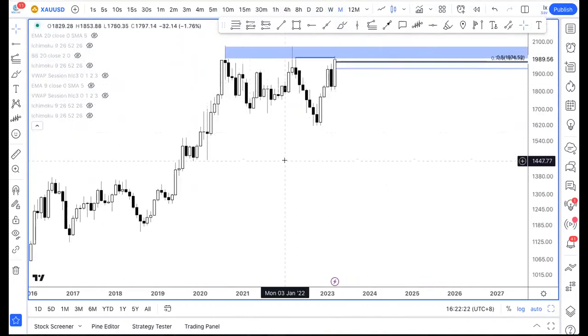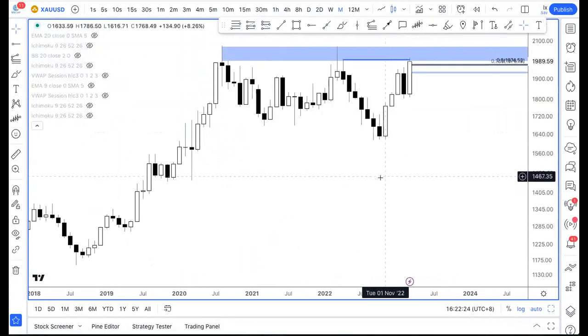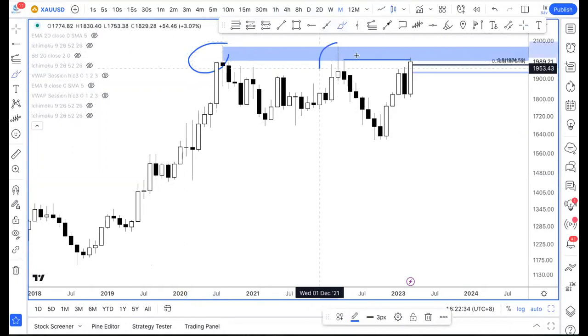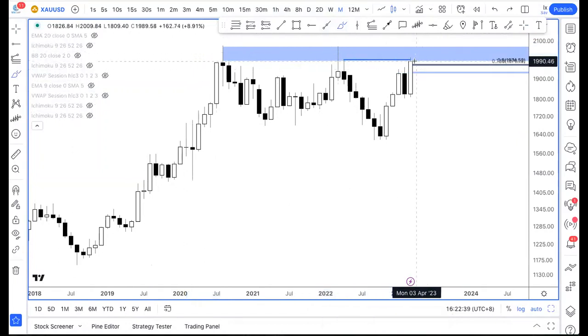You can see that gold on the higher time frame, this is the monthly time frame, is sitting on some kind of resistance area. We saw how price tested this region as a resistance 3 times. You can see here, 1, 2, and 3. So price testing this resistance area.